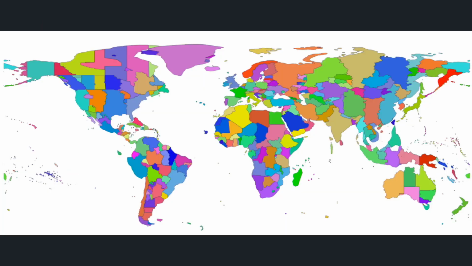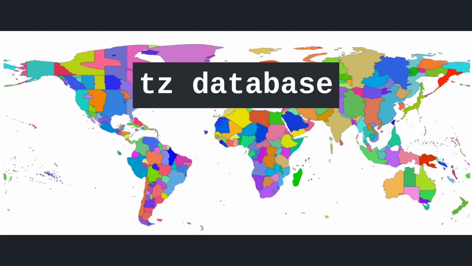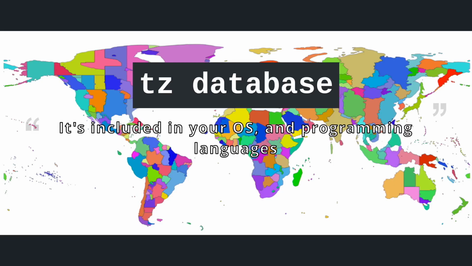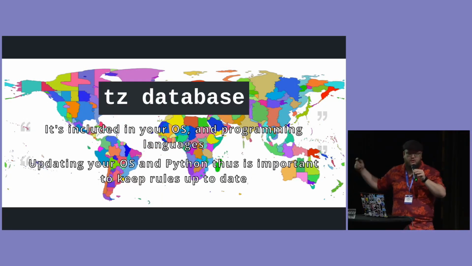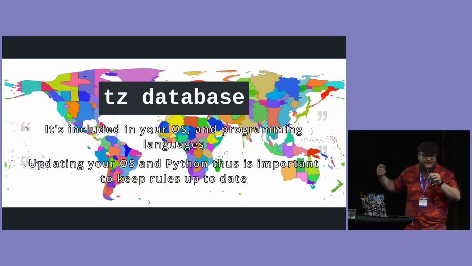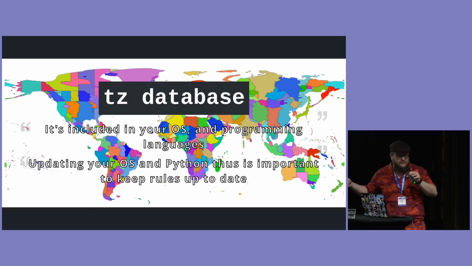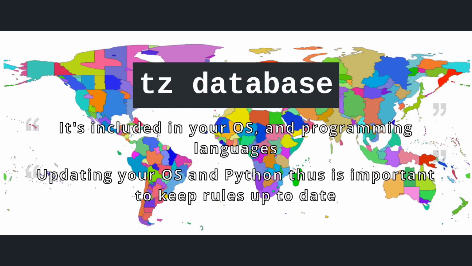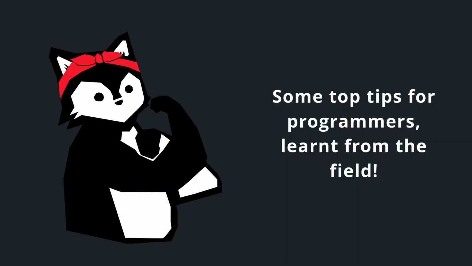Here are time zones, they're annoying. The TZ database is what helps you with them. It's included in your OS or your programming language, so always make sure that you update the OS and programming languages, because when people start removing their daylight savings times, DSTs, your programs will not do that if they're not updated, because that's in the TZ database.